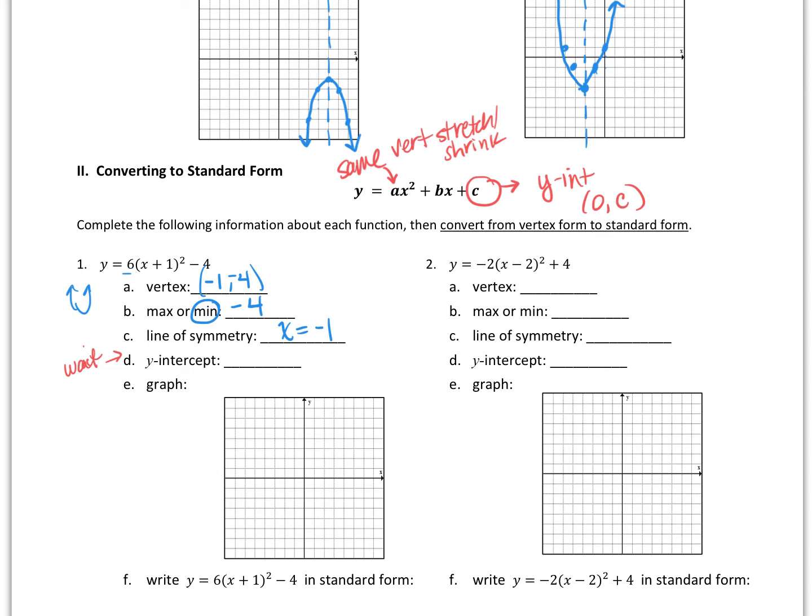And then let's go ahead and try to graph this. So my vertex is at negative 1, negative 4. And my line of symmetry is going through this line. So I'm going to go ahead and put my line of symmetry in.